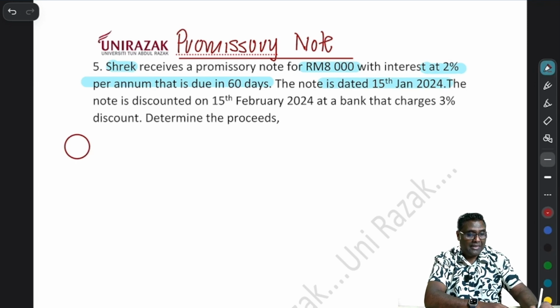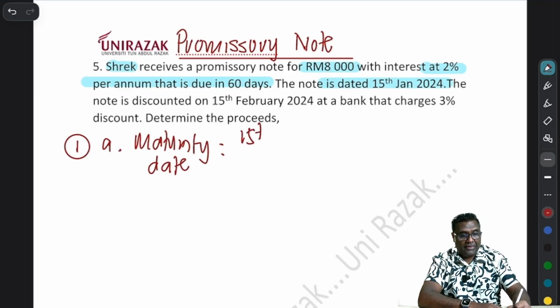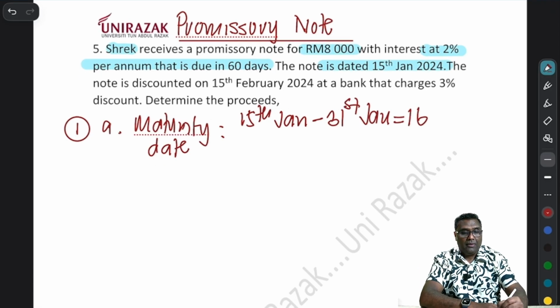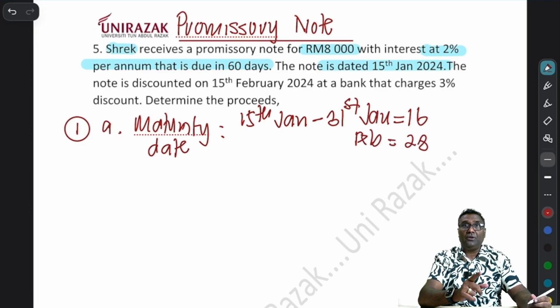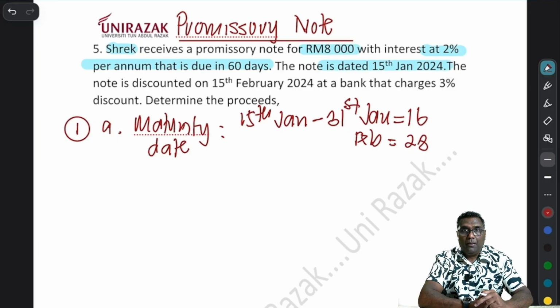Under the first part, I'm going to calculate two things. Number one, I'm going to calculate what is called the maturity date. To get the maturity date, I start on 15th Jan. It's going to be for 60 days. So 31st Jan minus 15, you get 16. February 28. Don't tell me, sir, 2024 is a leap year, go until 29. We don't do that under the bankers rule. Bankers rule doesn't care about leap year.